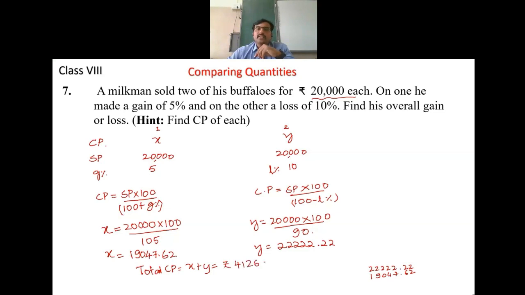41,269.84. Okay, correct. Total selling price is 40,000, because 20,000 each. Now, if you observe, this particular CP is more than SP, so there is a loss. So the loss is the difference. What is the difference here? 1269.84. So this is the loss.